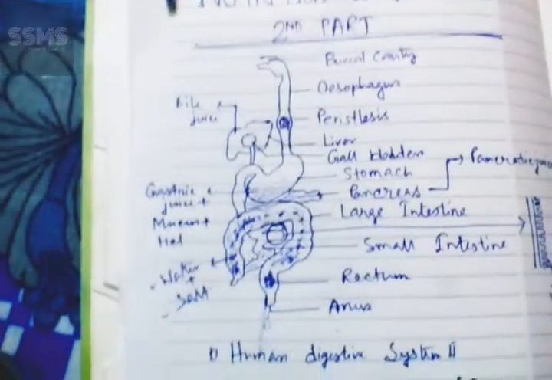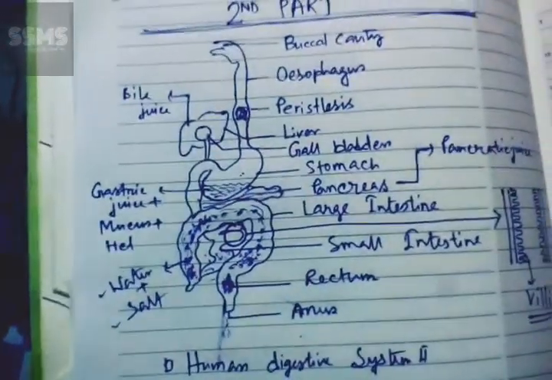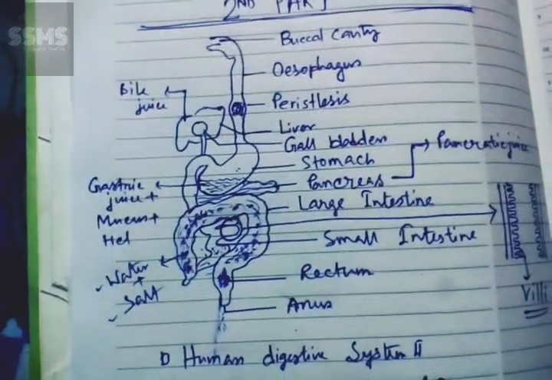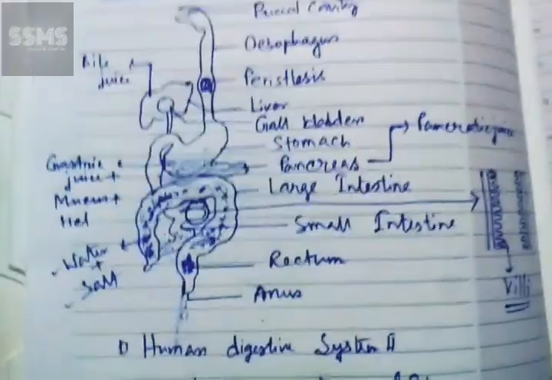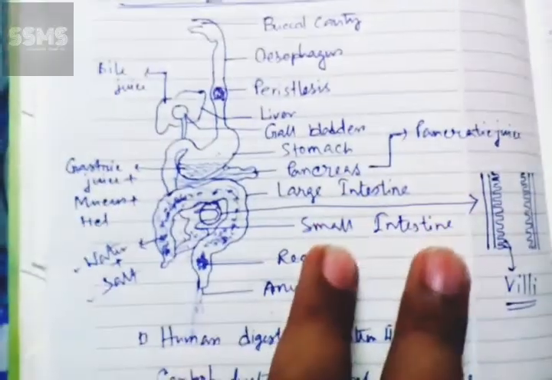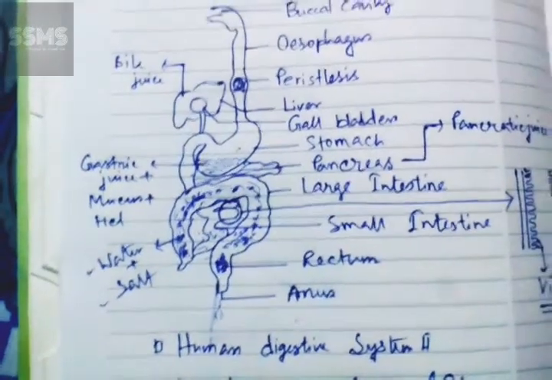So this is the entire human digestive system. Hope you have understood each and every part of it, and questions will also be given. If you feel any doubt on this topic, you may ask me. So this is all about the human digestive system.